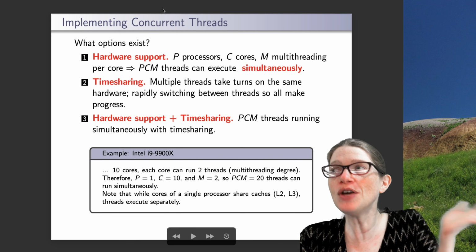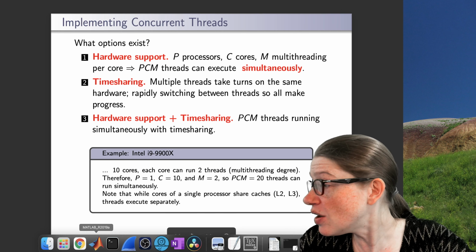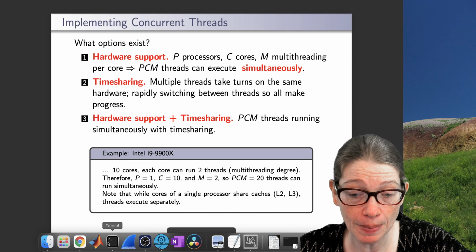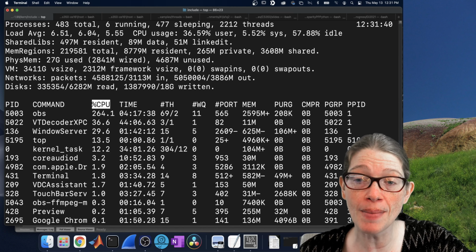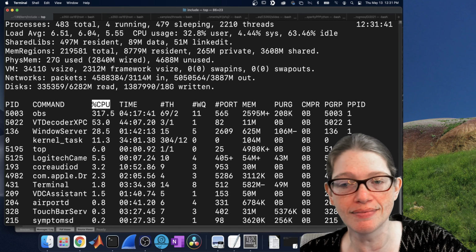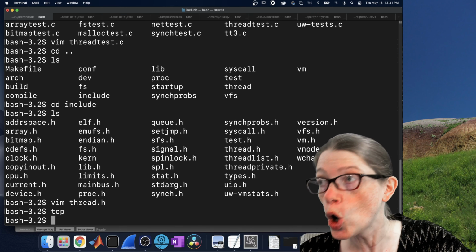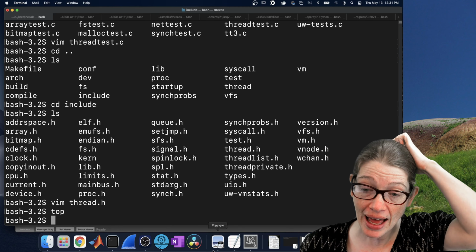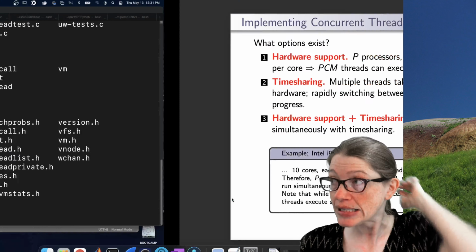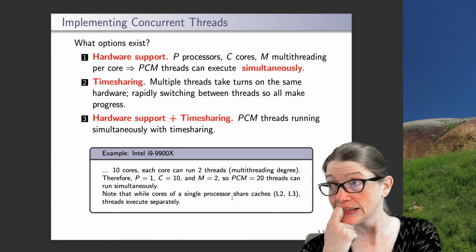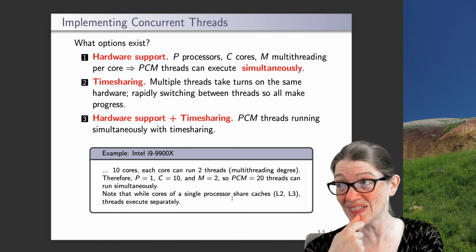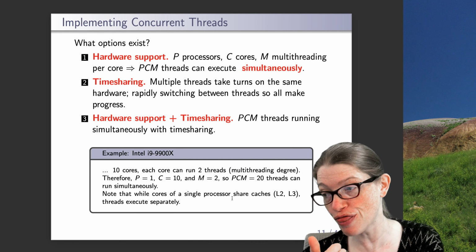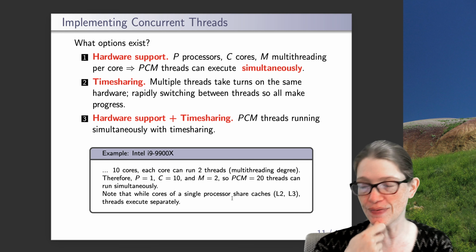So what if you want more than 12 threads? Because, if you look at your computer right now, let's look at this. I'm going to open up top. I have 2,200 and some number of threads. Okay, then. How is that working exactly? Because my degree of hardware support is only 12. So how am I running 2,000 different things?